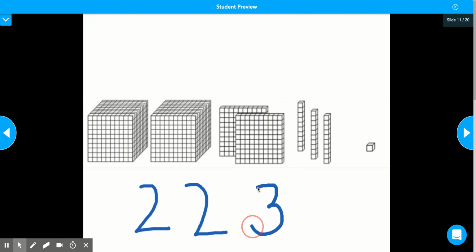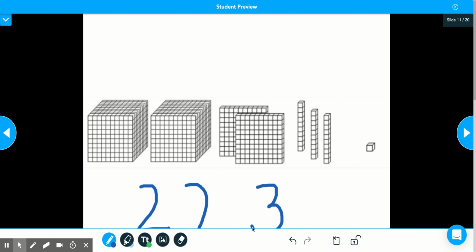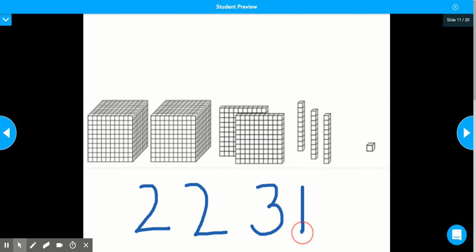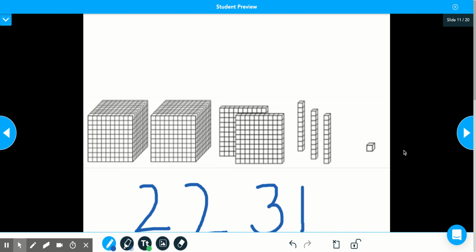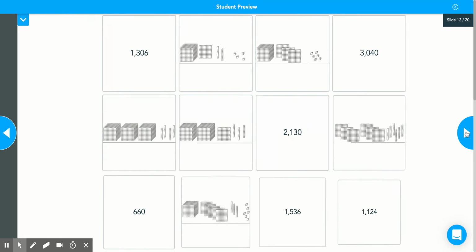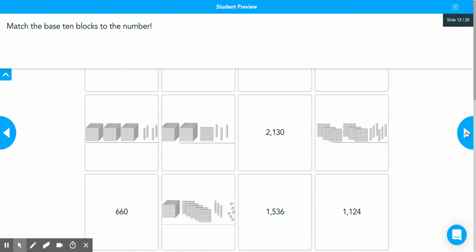in the number, 3. And then, lastly, we can see that there is one ones block, which would represent 1, which is the last digit in the number, 1. So, if we put that all together and see that the total number of blocks is 2,231. Now, after doing this practice problem, let's play a matching game. Match the number to the base 10 block picture.